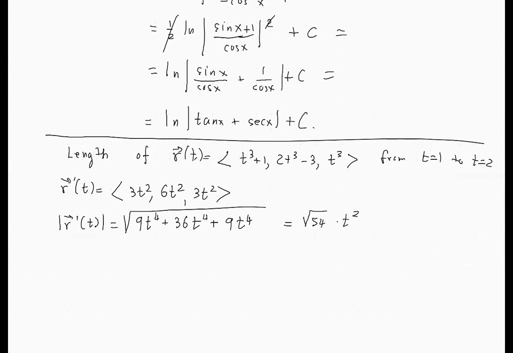So we will have the integral from 1 to 2 of square root of 54 t squared dt, which is going to give us square root of 54 times t cubed over 3 from 1 to 2. That will be 8 minus 1, also known as 7. So this will be square root of 54 times 7 over 3, or something along those lines.